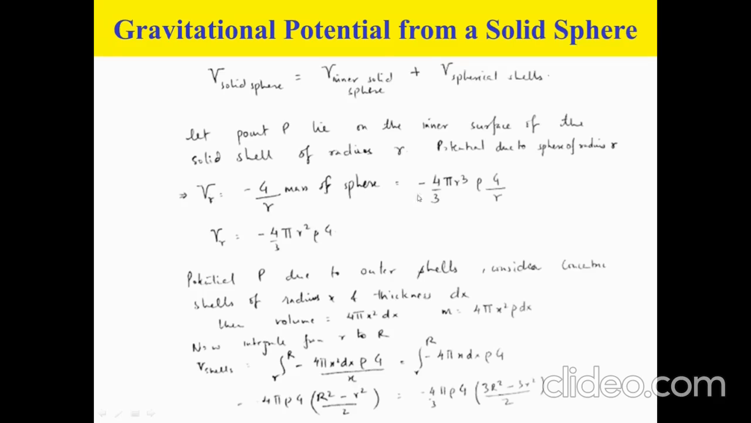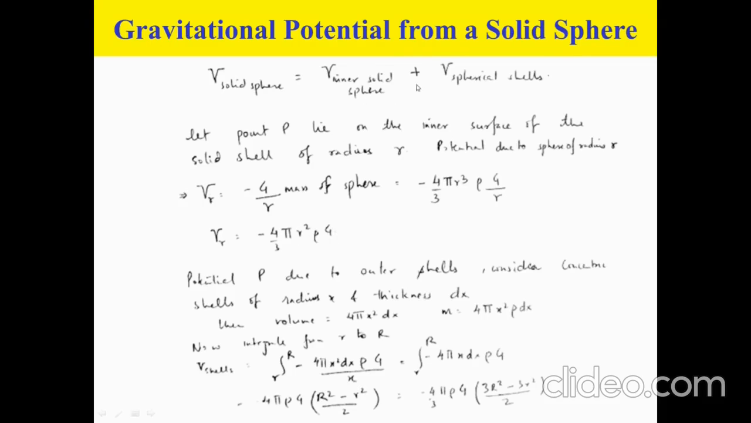Here we know that density is mass over volume. So for the mass we can write, in terms of density, 4/3 π r³ times the density, and you have your G over r. That is the expression for the potential from the inner solid sphere at the surface of the sphere of radius small r.